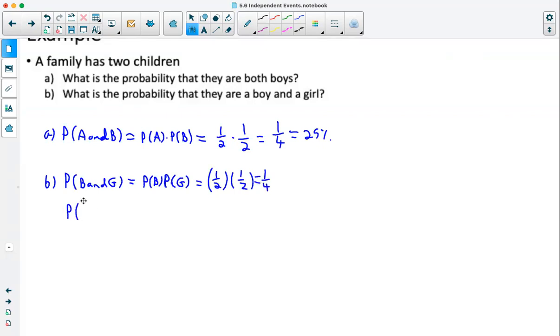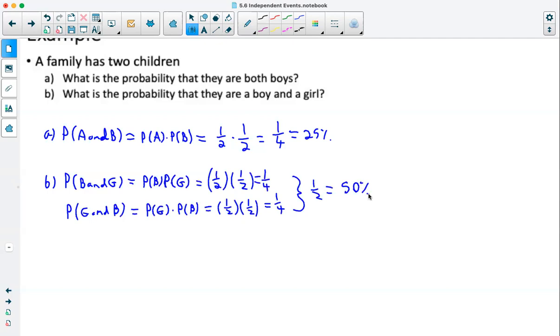But we could also have the firstborn being a girl and the second being a boy. So we'd have the probability of the girl times the probability of the boy. So we'd have 1/2 times 1/2, so we get 1/4. We add those together, we get 1/2. So 50% odds.